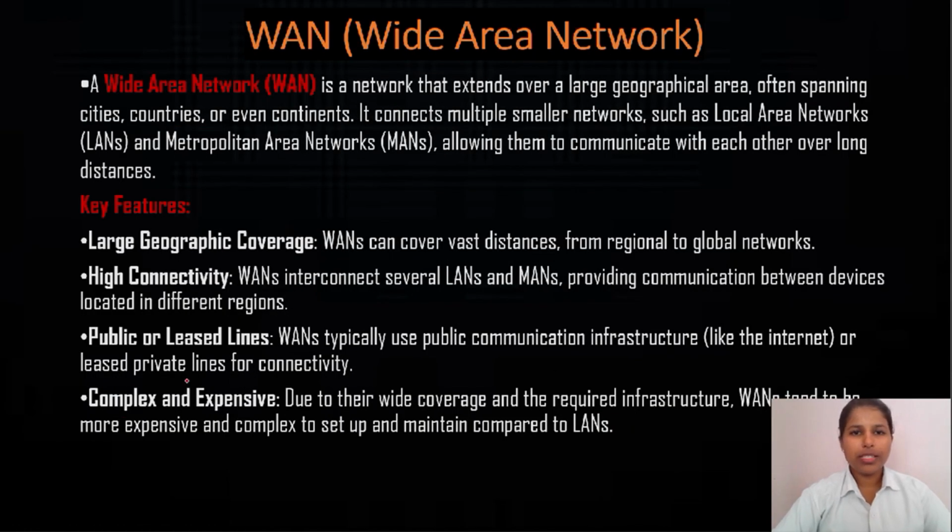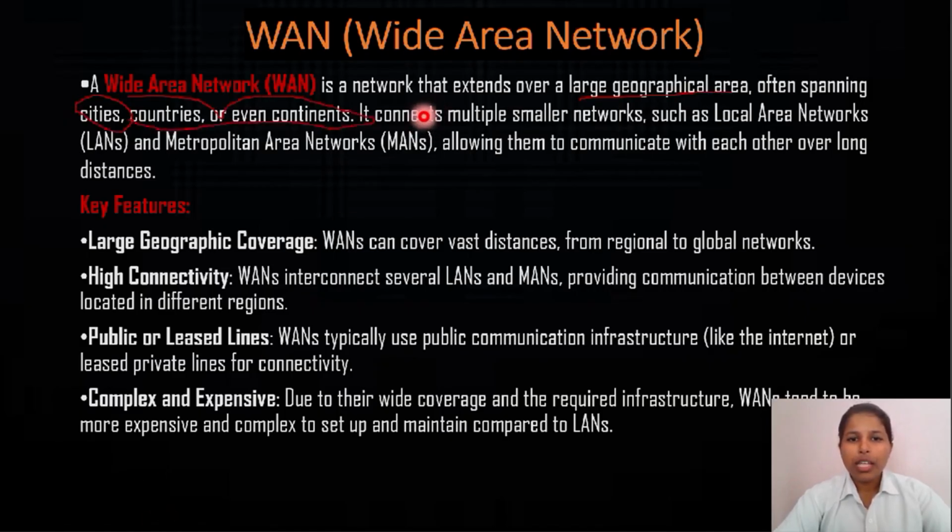So next one is WAN. WAN is the wide area network, which means it covers a large geographical area. The definition of the WAN: it is a network that extends over a large geographical area, often spanning cities, countries or even continents. So WAN is connecting throughout a large geographical area, connecting cities, countries and even continents also. This is why it is called WAN.